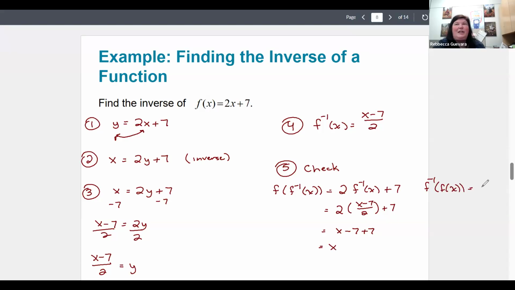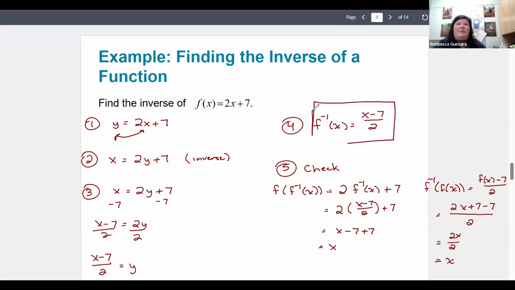Now if I do f inverse composed with f, most likely the same thing is going to happen. So f inverse is x minus 7 divided by 2. We'll make x replaced by f of x. So it's f of x minus 7 divided by 2. We know that f of x is 2x plus 7. So we get 2x plus 7 minus 7 divided by 2. It's going to leave me with 2x divided by 2, which leaves me with x. So it worked out. So that is the inverse function of 2x plus 7.